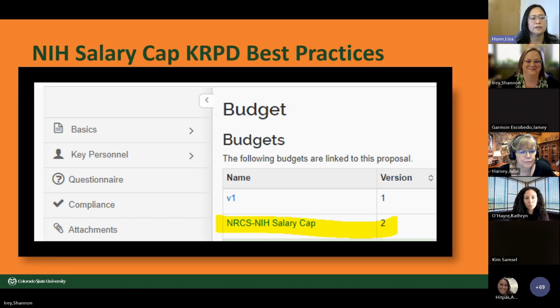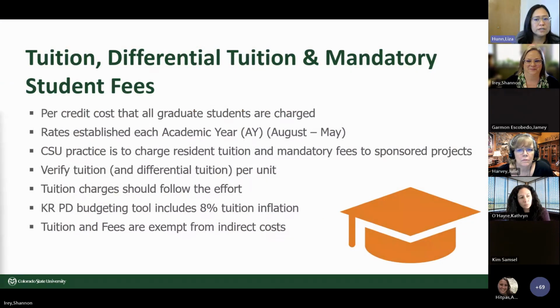All right, something a little easier. Tuition. One more slide, please. Tuition and mandatory fees are costs that are charged to the graduate student per credit. Good things to know is that resident tuition and mandatory fees are charged to sponsored projects. It is good for you to follow up with the unit if you're working cross-departmentally, to follow up with the other unit on what their tuition costs. There might be differential tuition that may be in play, or other costs associated with having a GRA from a different unit. So take a look.